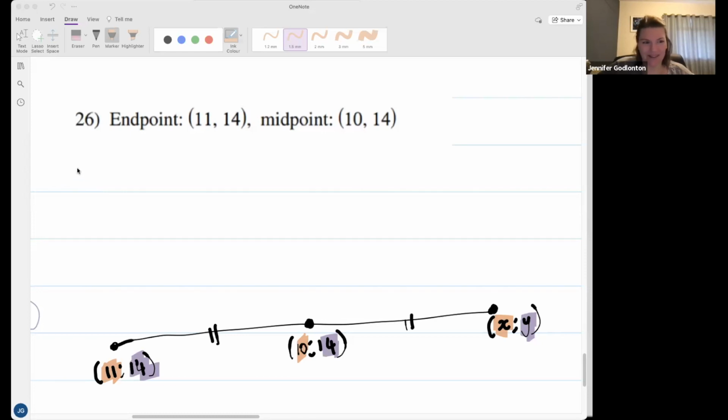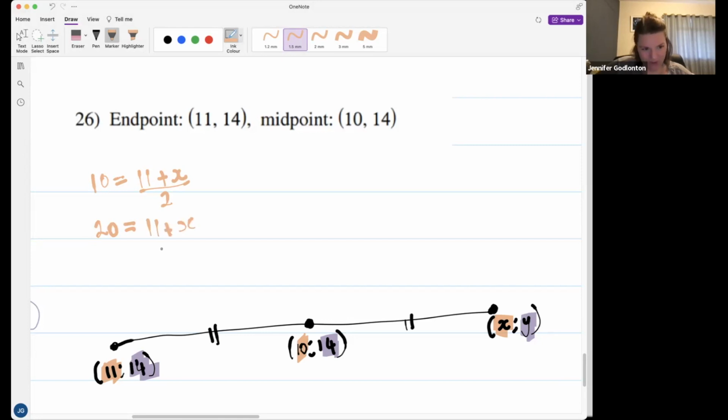Okay, tell me how we're going to work this out. So for the first one, I said 10 equals (11 plus x) over 2. Beautiful. 20 equals 11 plus x. Beautiful. 9 equals x. Yes, nice job. Perfect. Can you do your y's for me?